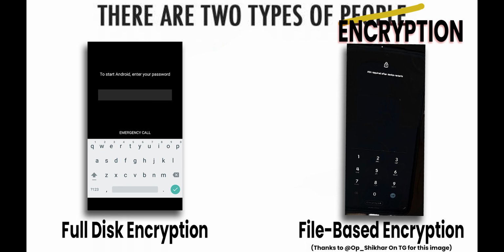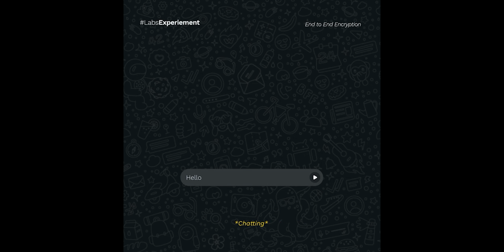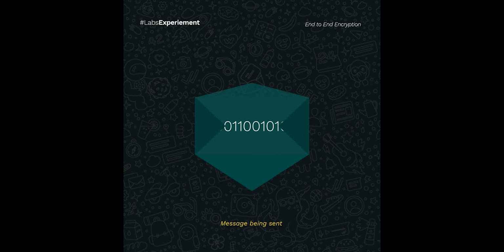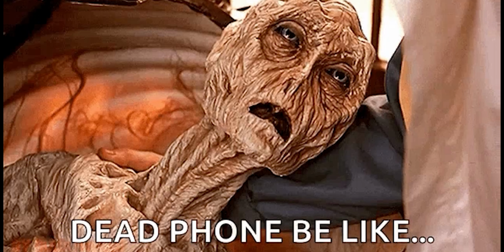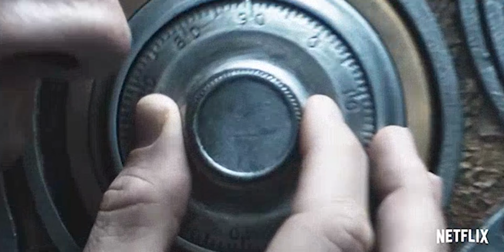Now here comes the quite complicated part. In Android, there are two types of encryption. First one is full disk encryption and second one is file based encryption. Full disk encryption is pretty easy to understand. It does the same as the name given to it. It basically encrypts everything on the disk, but it won't encrypt the boot partition. But some hardware based full disk encryption can encrypt everything including the boot partition. With this type of encryption, your device won't work after rebooting unless you unlock it with the PIN or password that you have set for the lock screen.